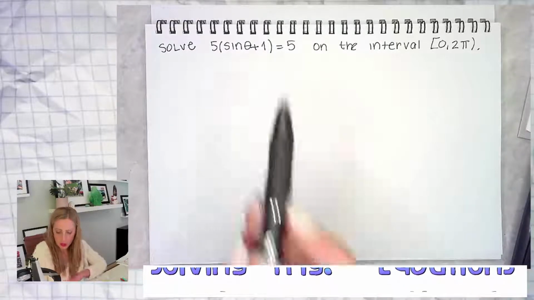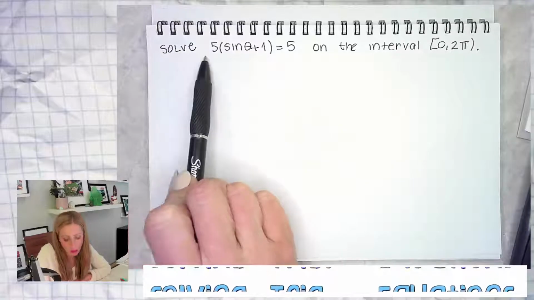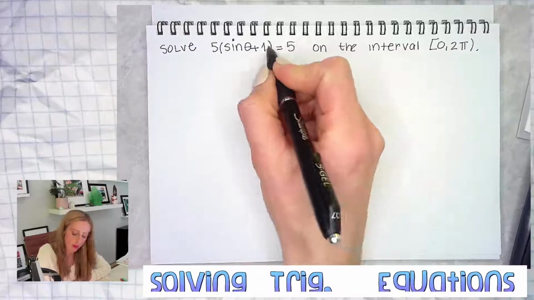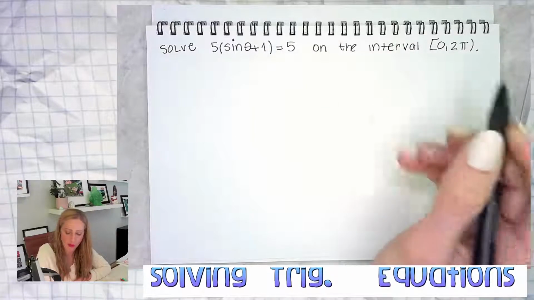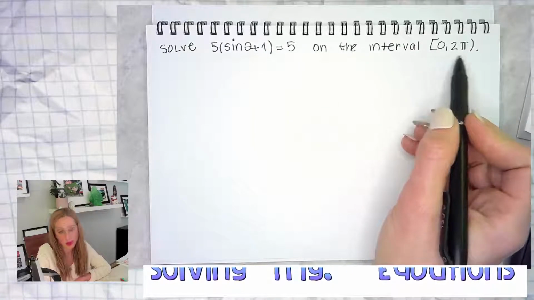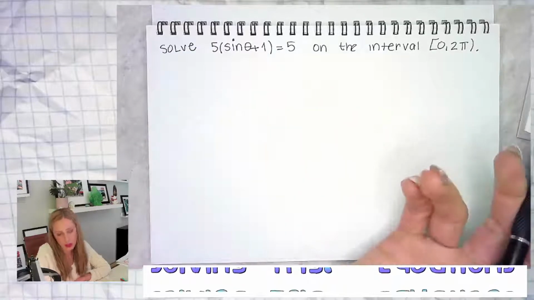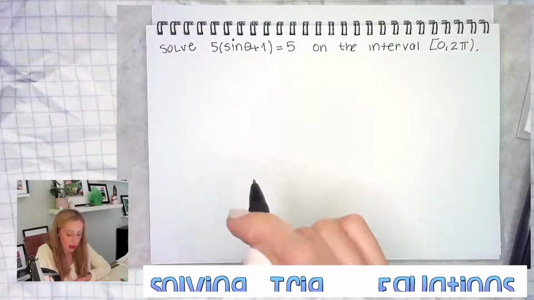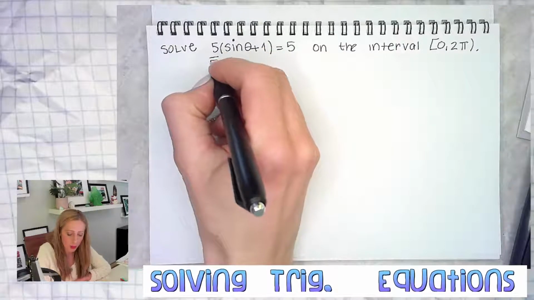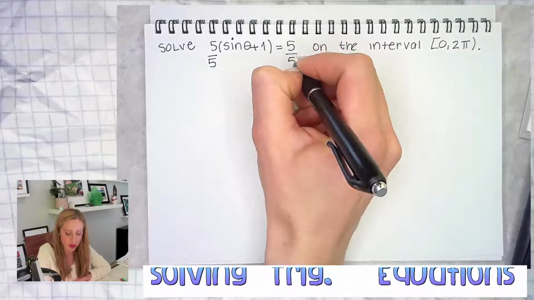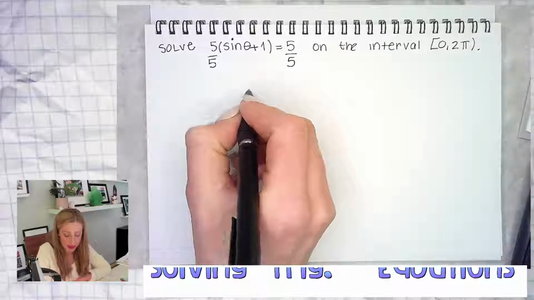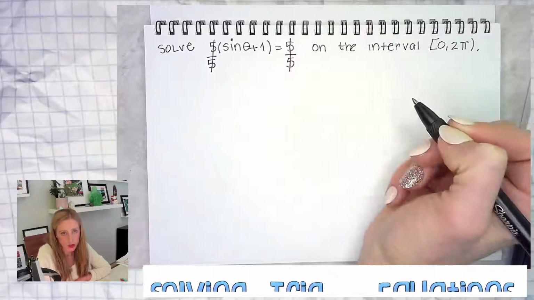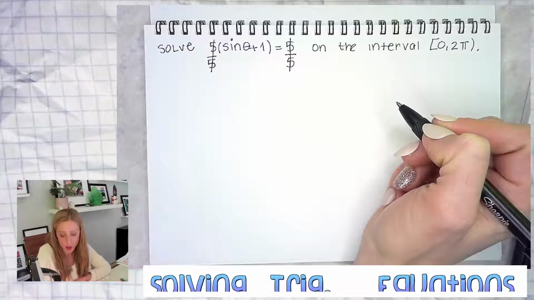All right, so here we have the example: solve 5 times the quantity of sin θ plus 1, close parentheses, equals 5, on the interval 0 to 2π. There's a couple different ways you could start this problem. What I'm going to do to start is divide both sides by 5. When I divide both sides by 5, that reduces down to a 1, and that also reduces down to a 1 as well.